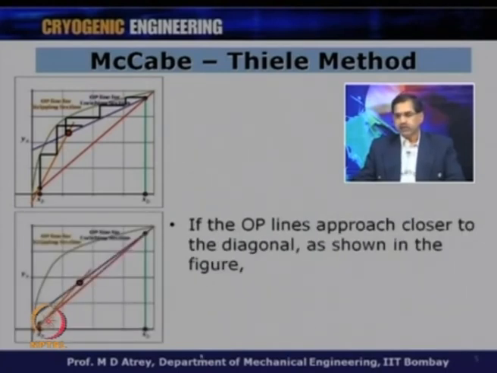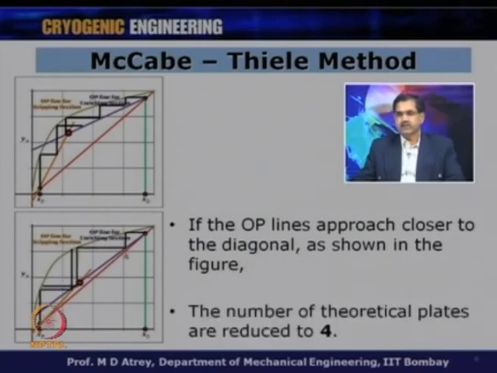Now, from this methodology, I can drive the operating lines in such a way that they come closer to the y equal to x line. So, if the operating line approaches closer to the diagonal, which is the y equal to x line, as shown in this figure, and I draw a similar curve over here, the number of plates in the same case will be 1, 2, 3 and 4 only.